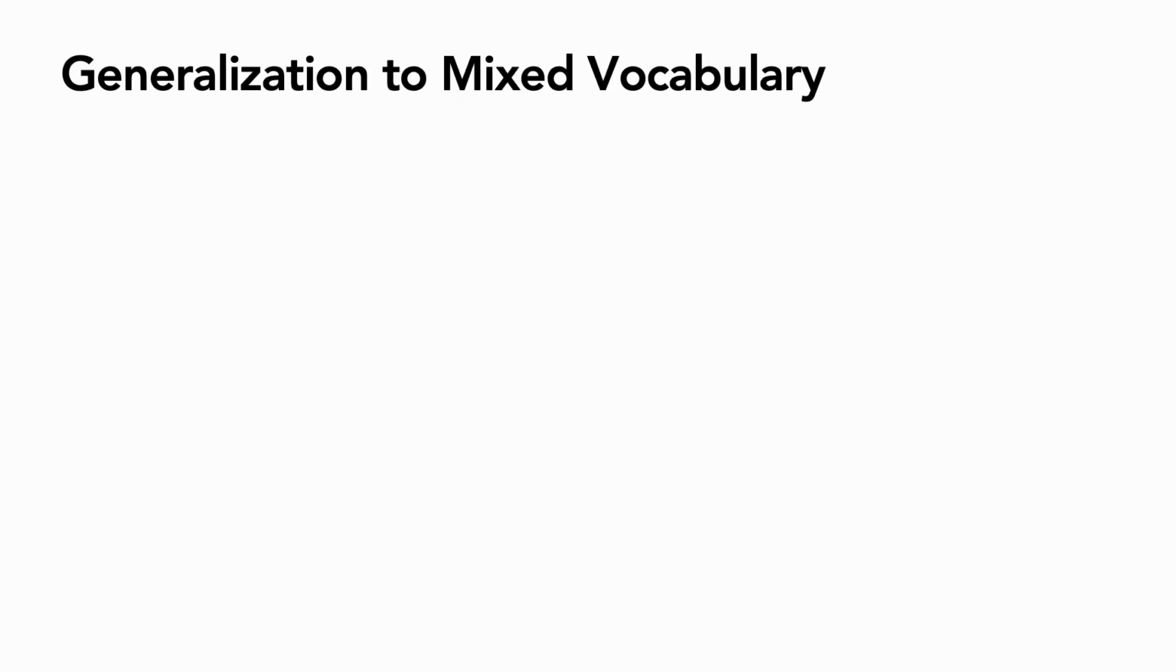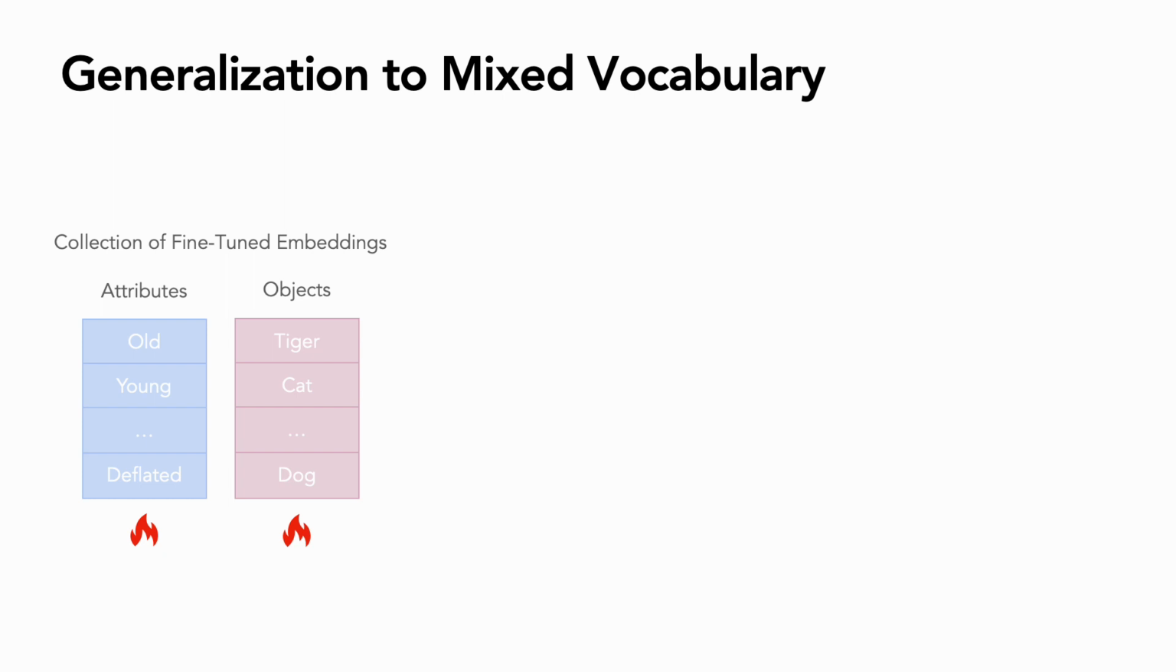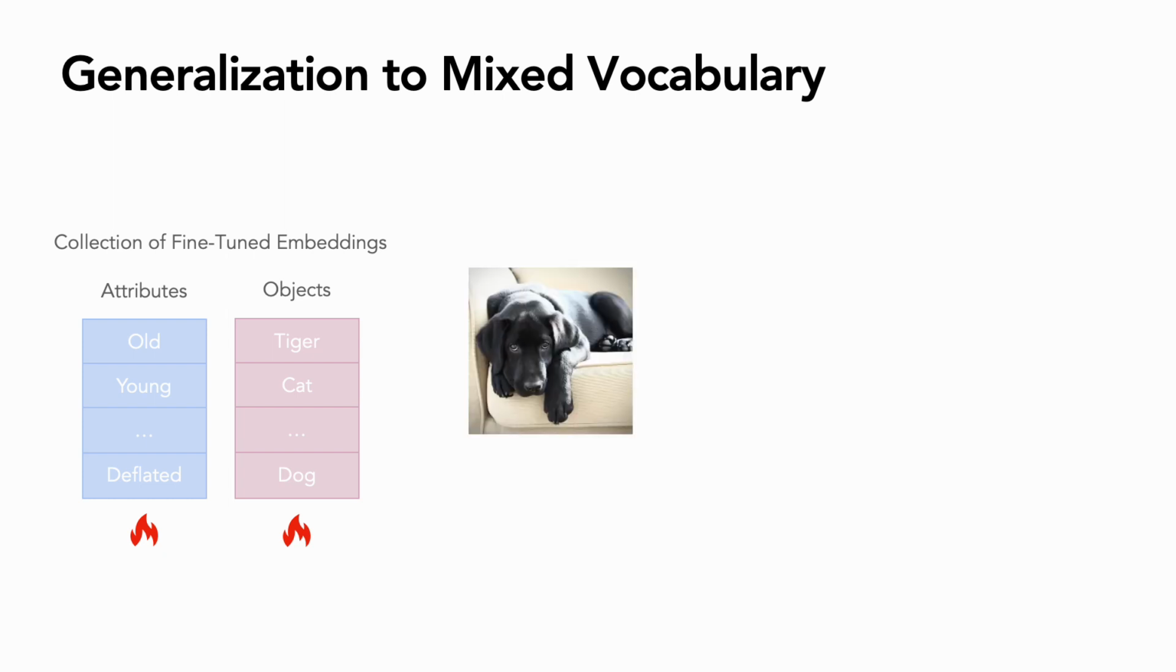To further test the flexibility of CSP, we evaluate on a mix of pre-trained and fine-tuned vocabulary. Suppose we have a collection of fine-tuned concepts for attributes and objects. In the wild, we get a picture of a black dog. We can write a prompt for it in CLIP. But when we look inside our collection, we only have a fine-tuned concept for the object dog, but not the attribute black. So, can we plug in the fine-tuned concept for dog and use the pre-trained embedding for black?